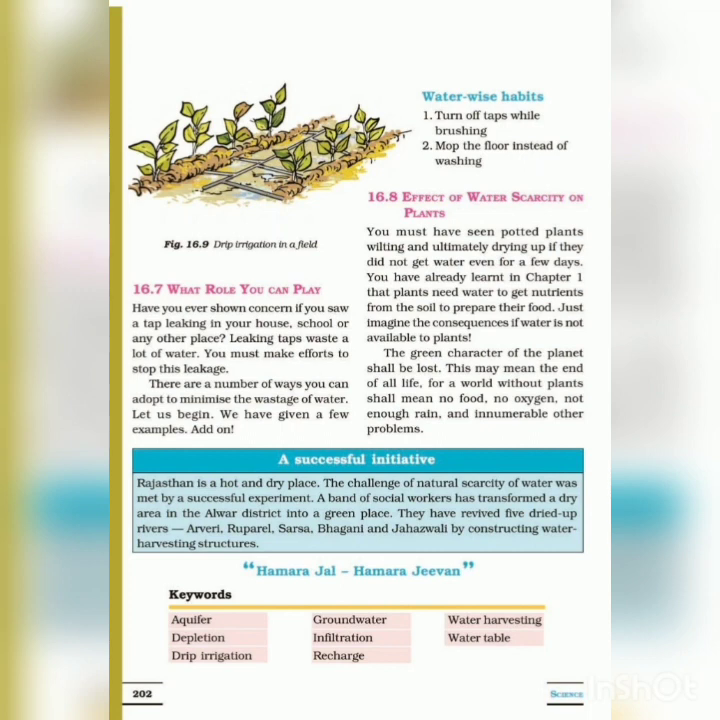Effect of water scarcity on plants. So we can use the latest technology while doing irrigation. The pipes will be inside the ground and the water will be flowing through them. It is easy to manage them. All these things are used in water irrigation.